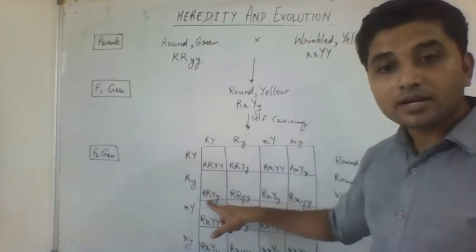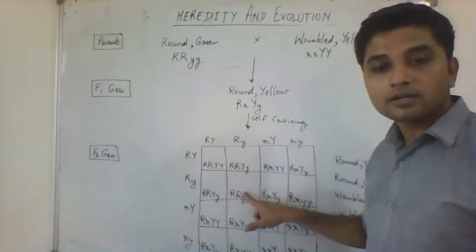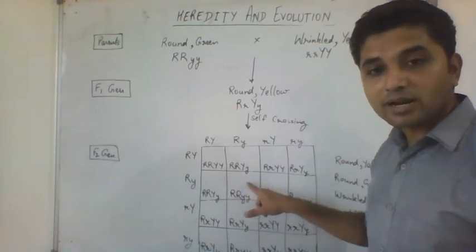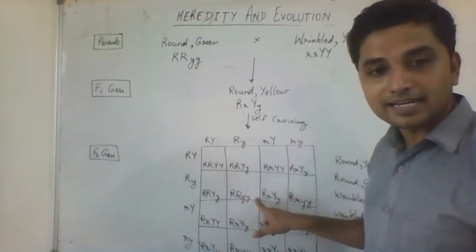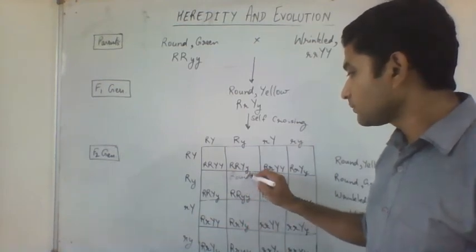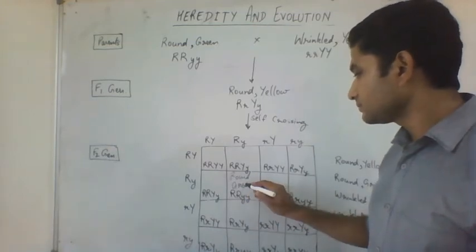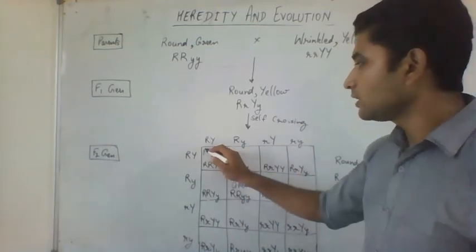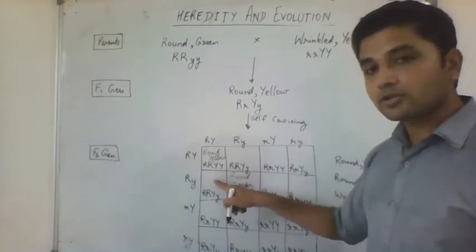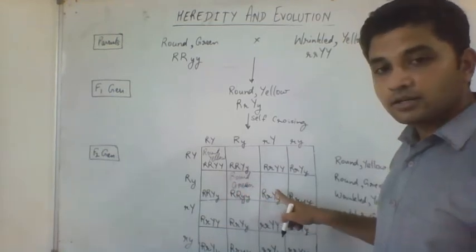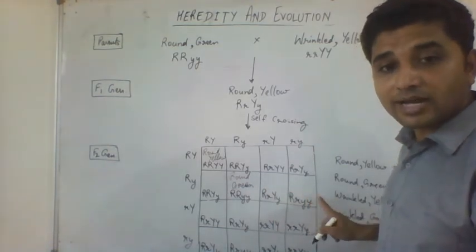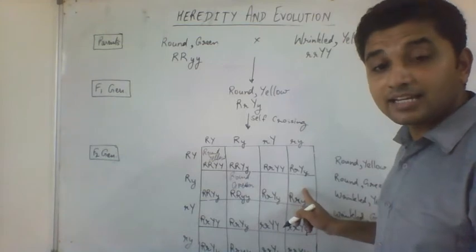This line, capital R, capital Y is present, so round and yellow. Here capital R is present but not capital Y. So this type of plants will be round but green, not yellow, because yellow is recessive. Here in the top line you are getting round and yellow. Here round and green. Here capital R and capital Y are present, so round and yellow. But here capital R is present but no capital Y. So again this will be round and green.